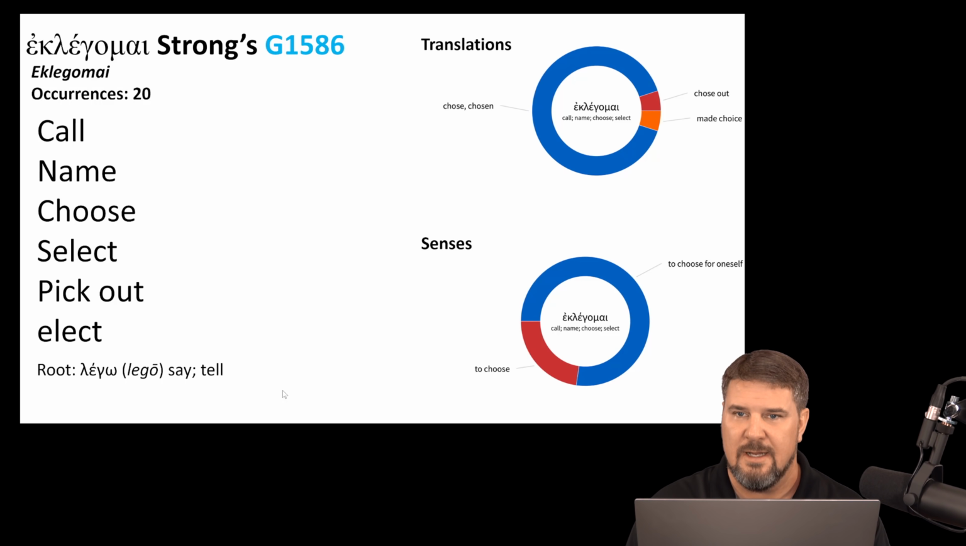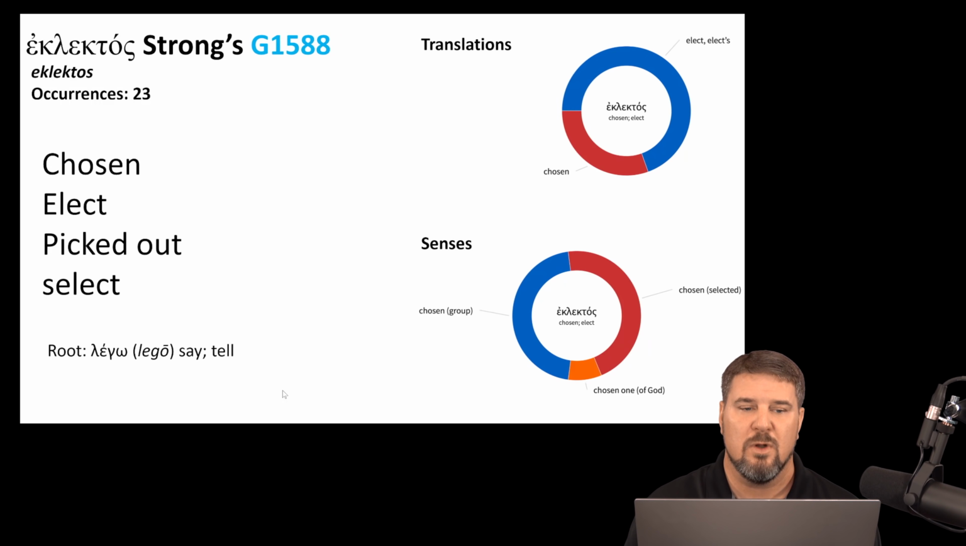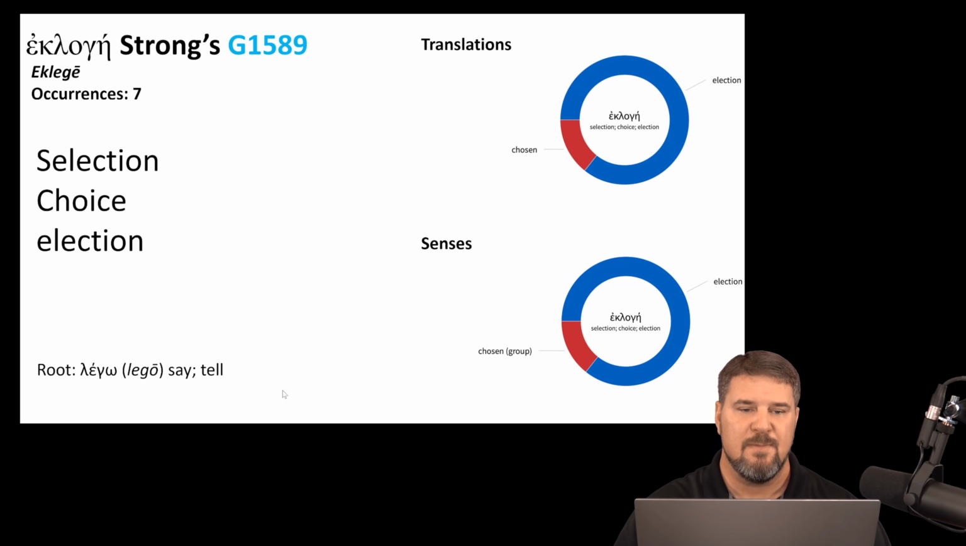And I have the root word down here, and the root word for all the Greek ones is the same, and then it has the translations and the senses in which that one is used. And the Greek word eklektos, it occurs 23 times: chosen, elect, picked out, select. And there's the translations and the senses in which it is used, which you can pause and look at, or you can download the slide deck and look at them if you want to take more time with those. And then Strong's 1589, eklogé, and that's selection, choice, election. And the root word is the same, and you can see the translations and the senses.